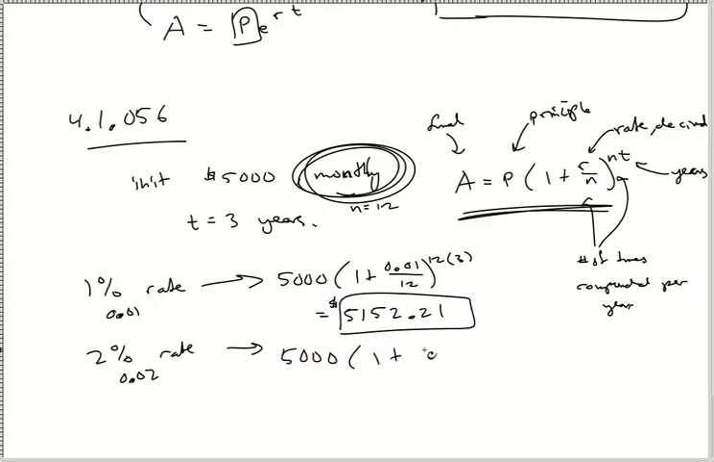Repeat for the other one: 0.02, put that 2 right there, 12, and then 12 times the 3, and I got $5308.92.